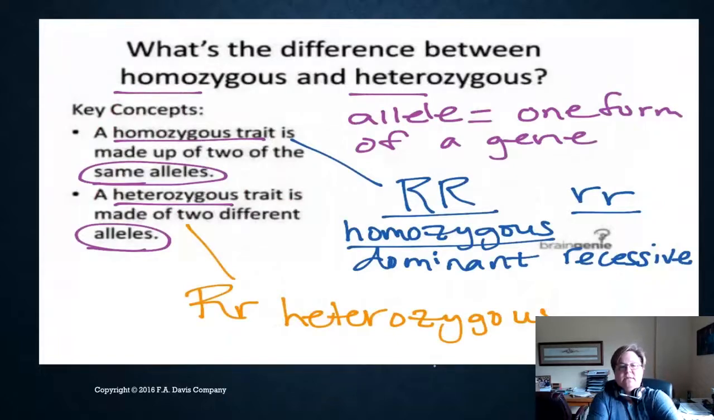The difference between homozygous and heterozygous: the homozygous trait is made up of two of the same alleles. So they're either both capital R's, or dominant, or lowercase r's, to be recessive. A heterozygous trait is made of two different alleles. So that would be a capital R and a lowercase r. That's heterozygous. Homozygous can be either two capital R's or two lowercase r's.